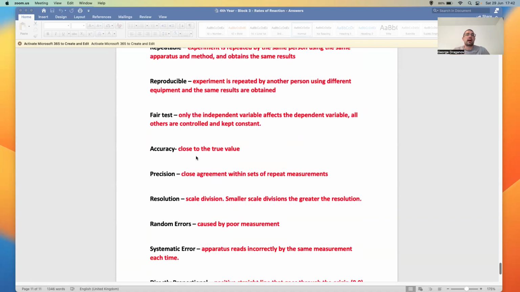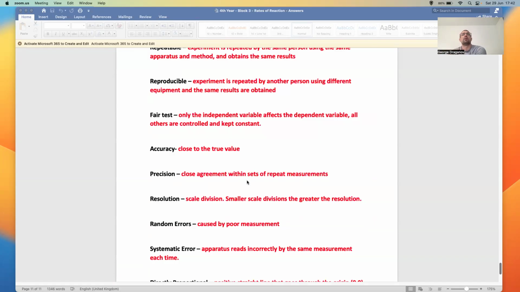Then come these words: accuracy. Accuracy means how close you are to the true value. So that's extremely important. Precision does not have to be accurate. You could be really precise at getting the wrong result, a little bit like darts. The middle part of the dart board is where you're trying to throw it. You could be really precise at getting it on the outer circle. That's not accurate, but it's precise. So be careful. There's a difference between the two.